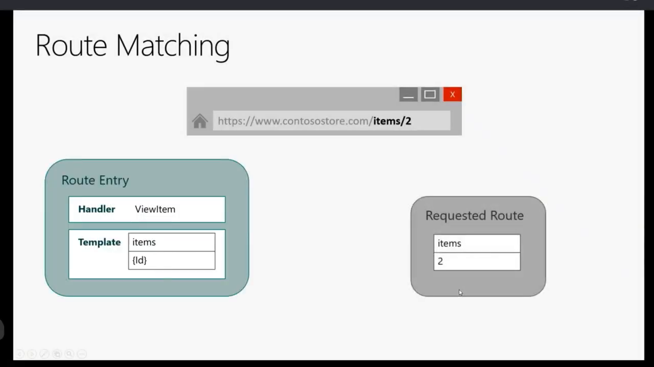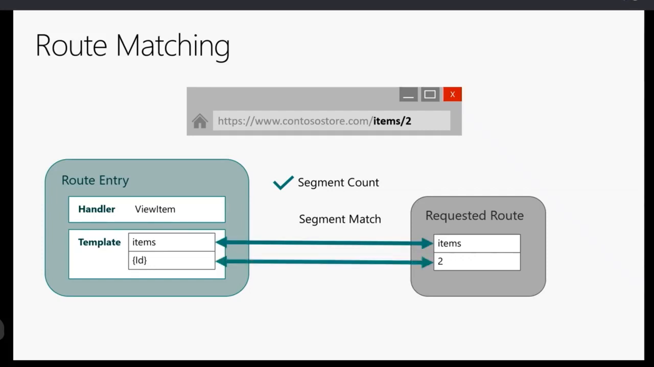So there we go. That would break down into 2 bits. Again, we do the same thing. We do a segment count match here, and then we do a segment by segment match. So we're doing a string comparison here, which is items and items. That would match. And then the next thing is this squiggly brackets ID, which is a route parameter. Here, the router is just going to push whatever is in the second segment of the requested route into that route parameter. So in this instance, this would all match.